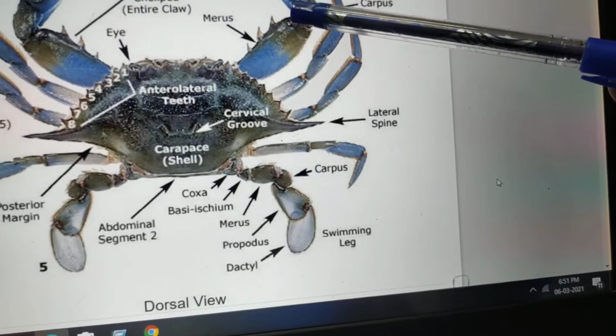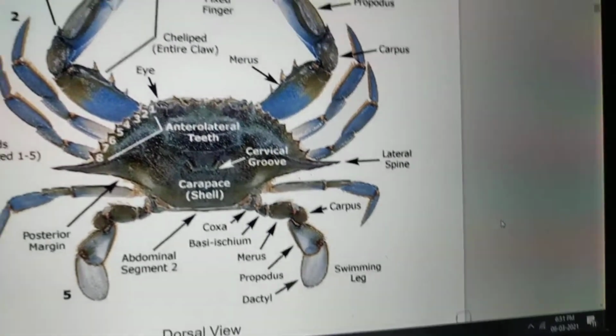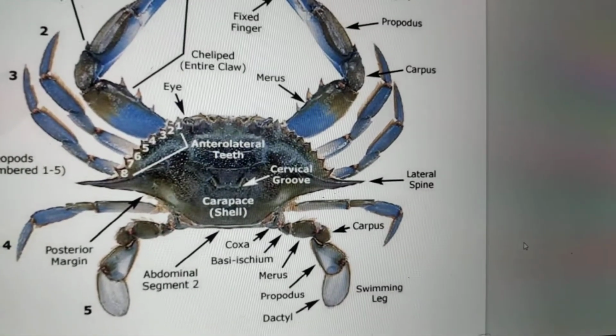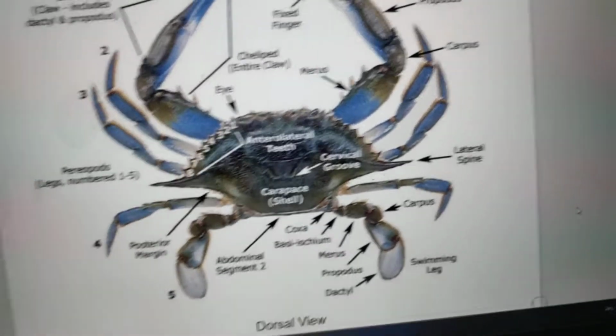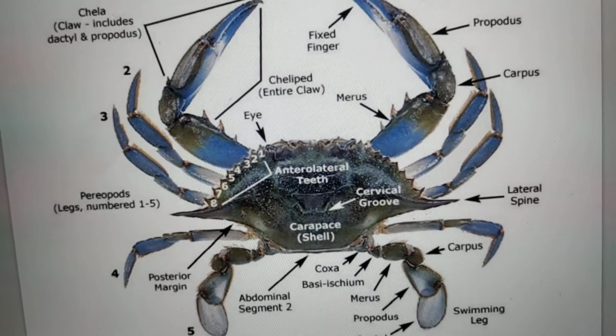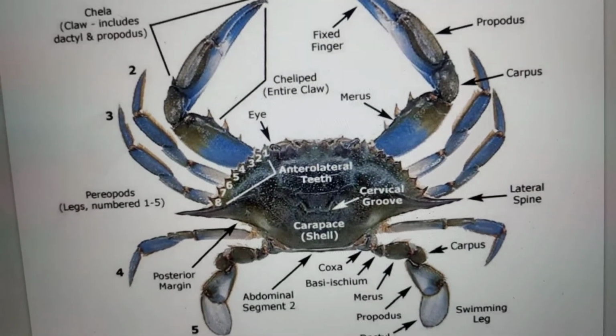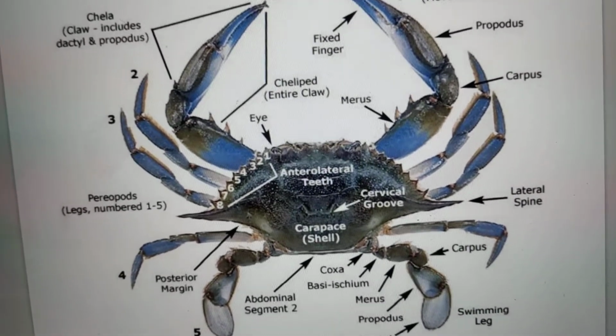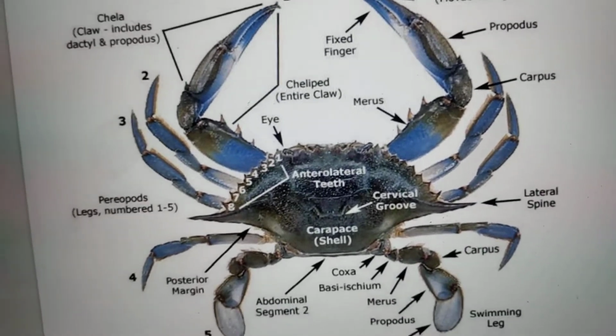What is the function of the cheliped? It is to catch the prey, as well as defense. If you disturb them, it will bite you. So defense, as well as during breeding season, it catches the opposite sex. These are the 3 functions of these chelipeds.